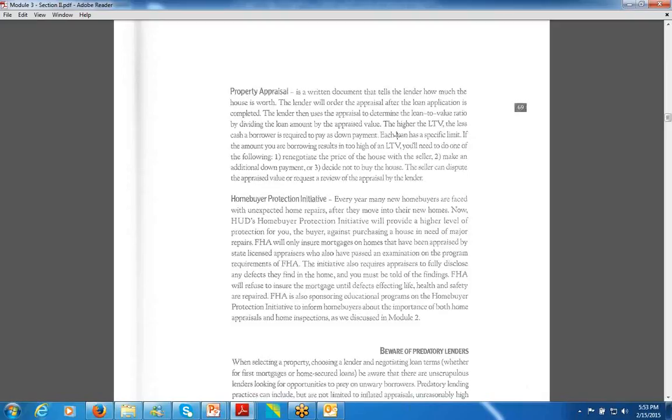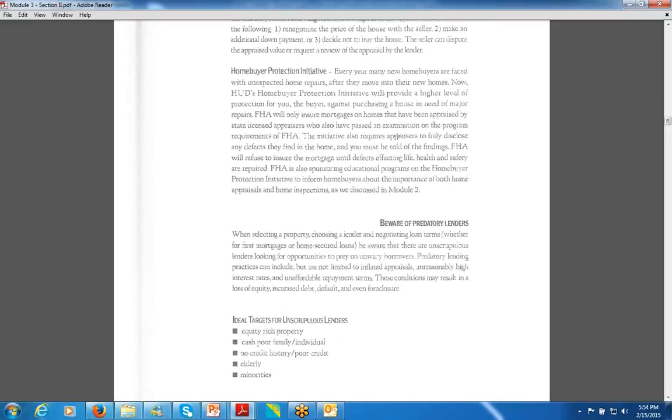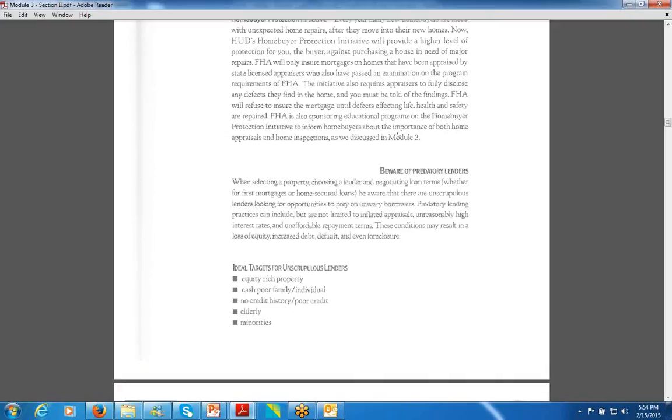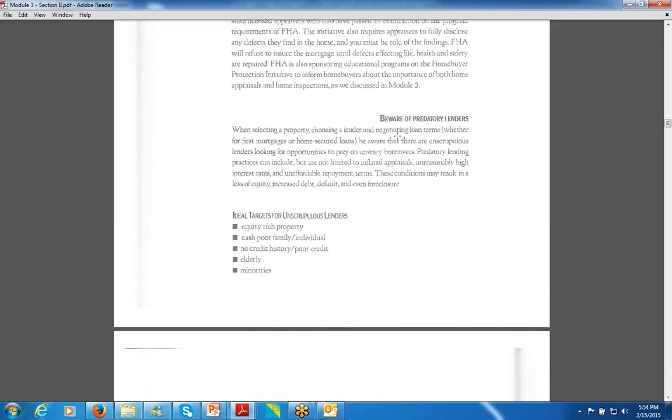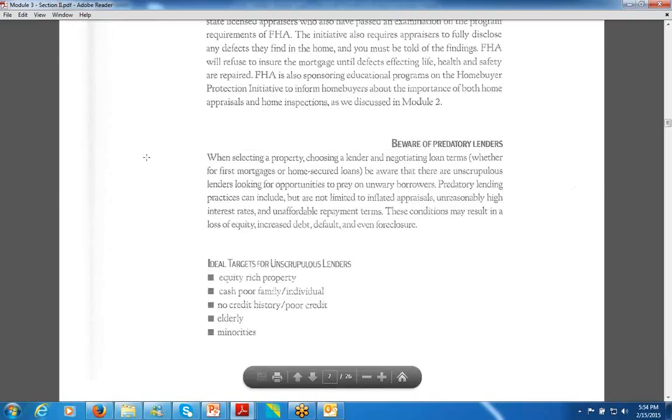Homebuyer Protection Initiative, we talked about the fact that FHA requires a more stringent inspection of the property to protect you, the homeowner, from being stuck with something that is less than you think you're buying. Now, here's a section that we want to actually spend a little bit of time on. Predatory lenders. What are predatory lenders? It's just what it sounds like.